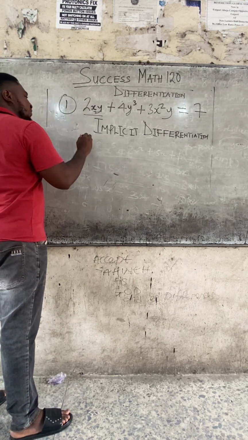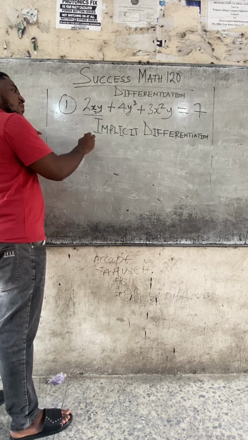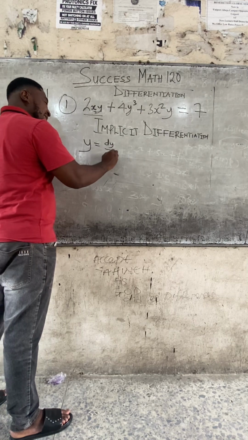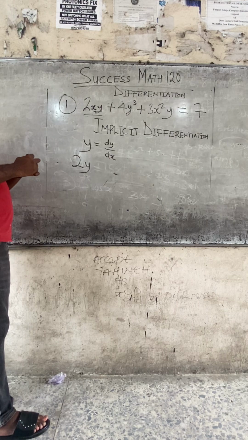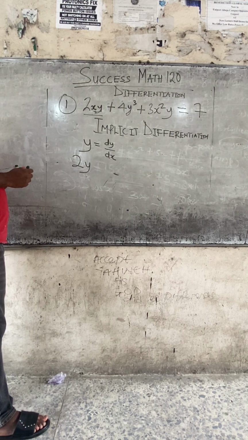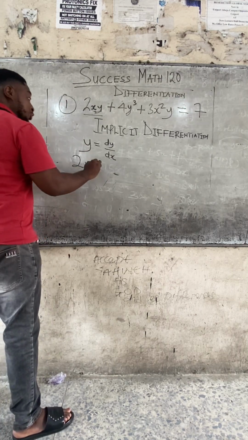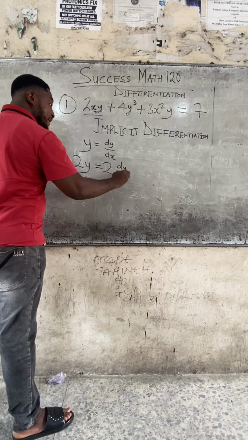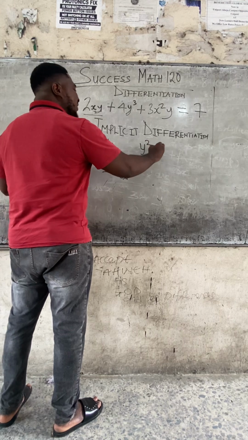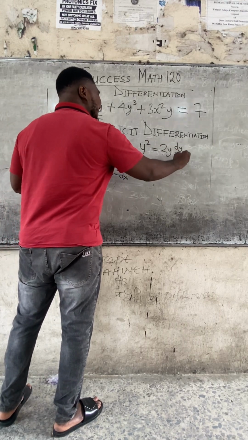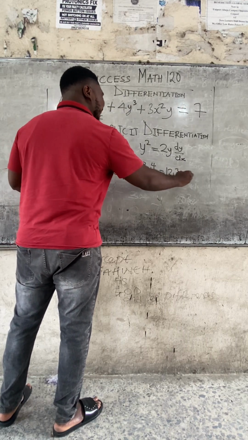Class, how do you differentiate y components? Class, differentiating y gives dy dx. What if it is now 2y? Differentiate y, you have dy dx. So differentiate 2y, you have 2 dy dx. Differentiate y squared. y squared is 2y dy dx. Differentiate 3y raised to power 4. It is 12y raised to power 3 dy dx.